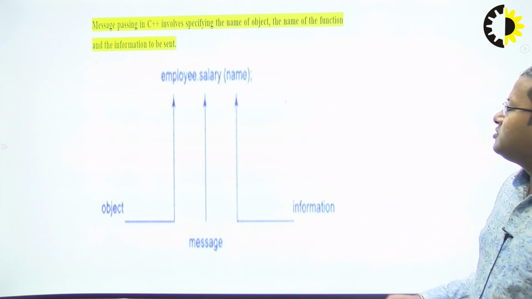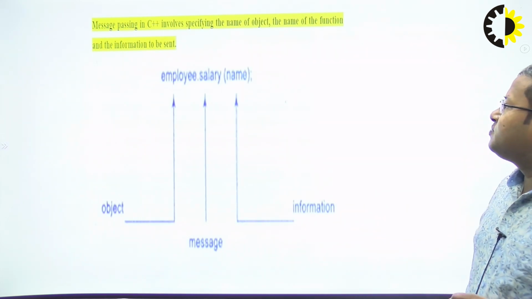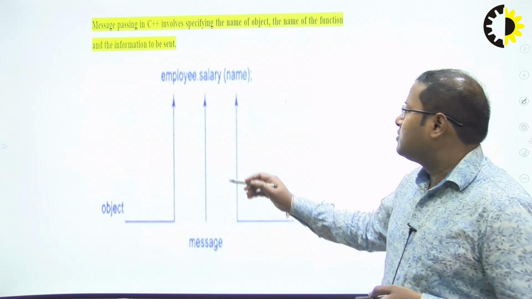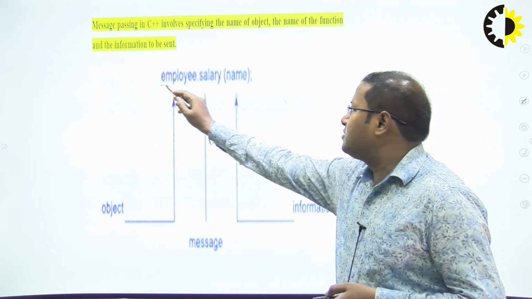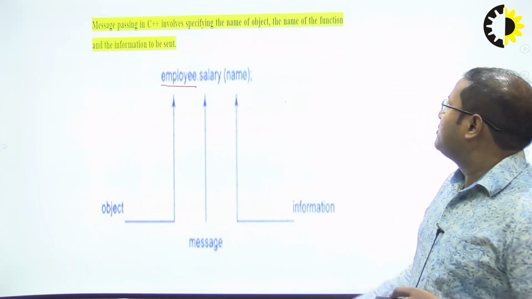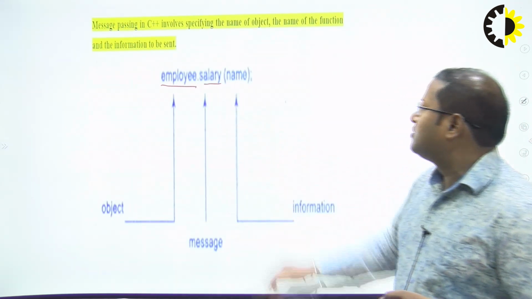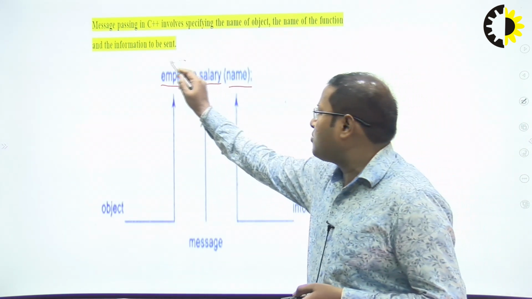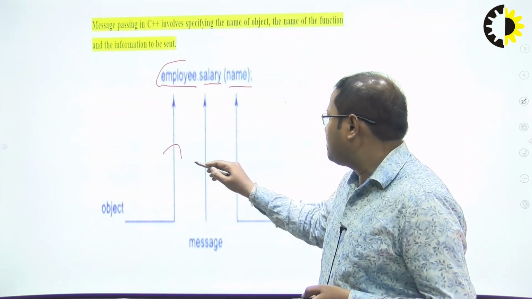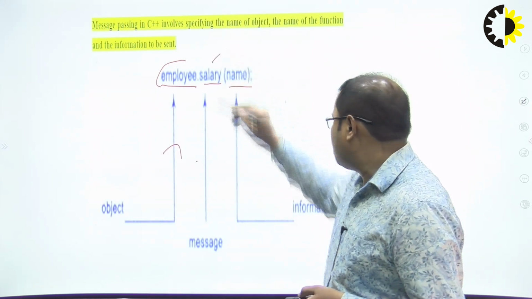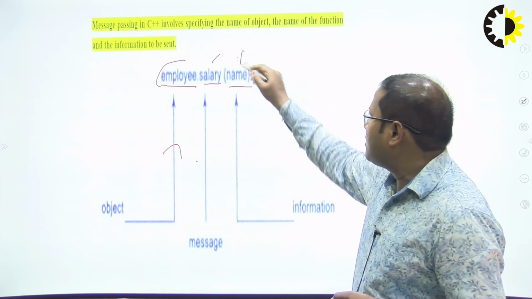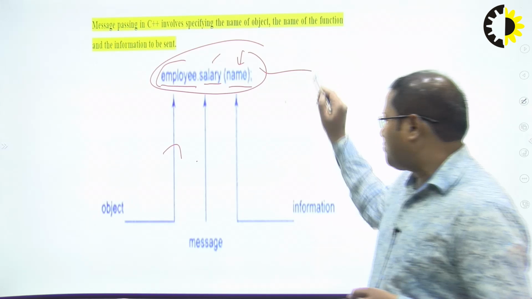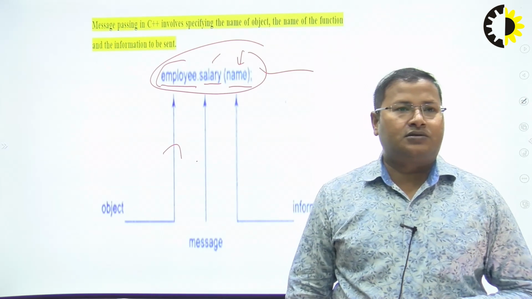This is shown in this picture. Message passing in C++ involves specifying the name of the object. Here, the name of the object is employee. The name of the function is salary, and passing the parameter as a name. So this is the object, this is the method name salary, and this is the information as a parameter. So this whole thing is one example of a message in C++.